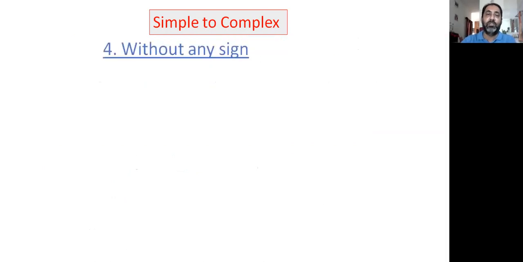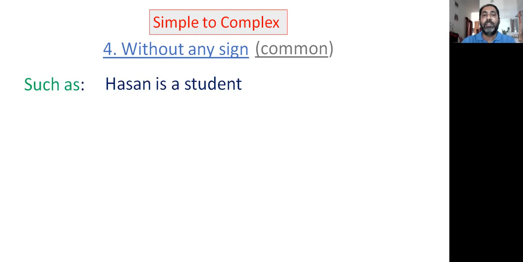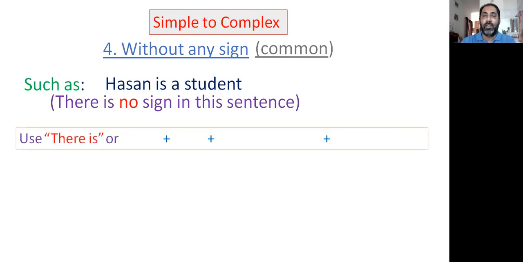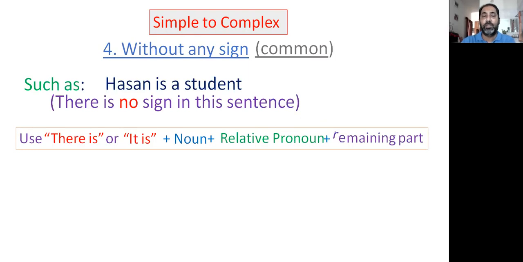Okay, dear students, now a sentence without any sign which is common, such as Hassan is a student, there is no sign in this sentence. What will I use for a subordinate clause? So use there is or it is, then put a noun from the sentence, then a relative pronoun, and then the remaining part of the sentence.